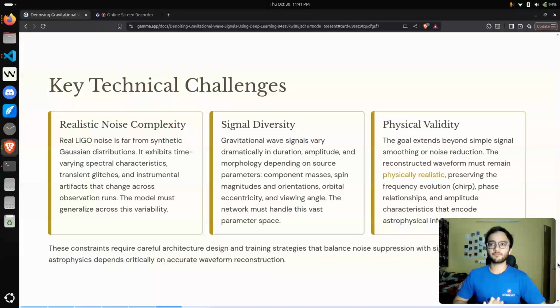Gravitational wave signals can vary dramatically in amplitude and duration, and it completely depends on the source parameters, the masses of the two objects, their spins, and their orientations. Even physical validity is different. So the goal of this extends beyond simple signal smoothing. The reconstructed waveform that we get must be physically realistic in order for it to be useful. It should preserve the frequency evolution of the gravitational signal, their phase relationships, and amplitude characteristics that encode critical astrophysical information. So these constraints require careful design and consideration, and we should be able to balance noise suppression with a good amount of signal detail.